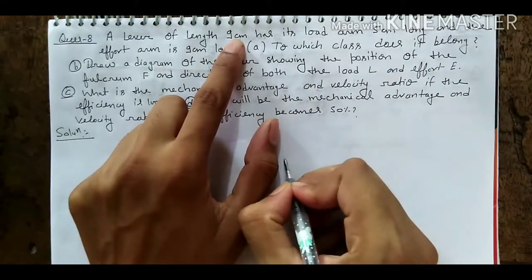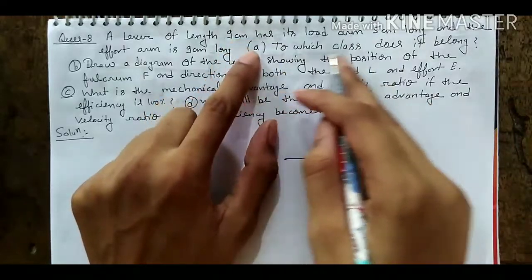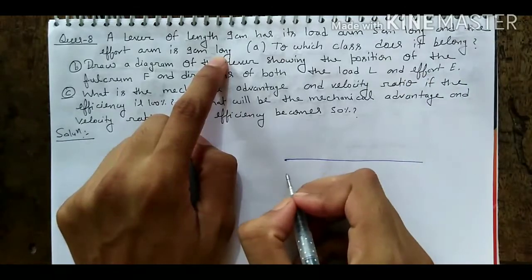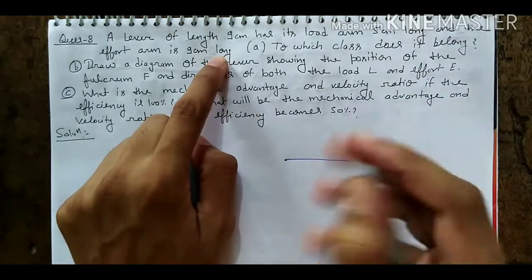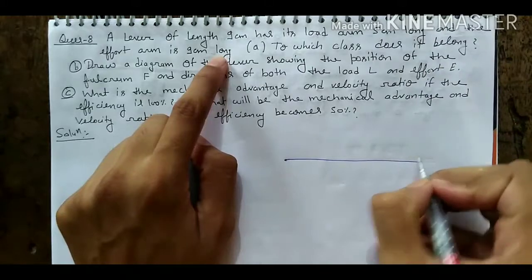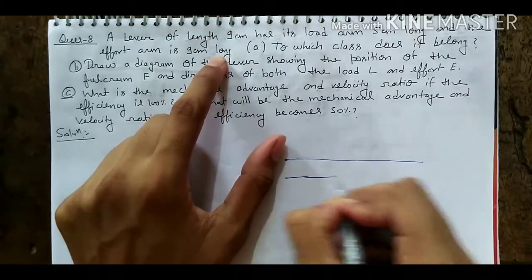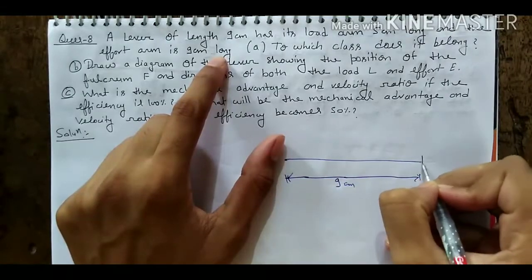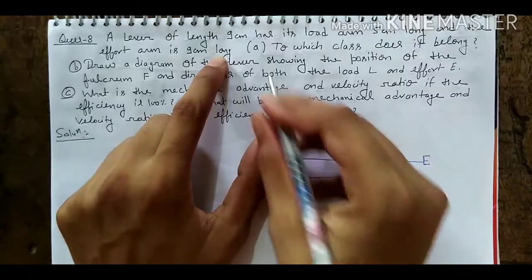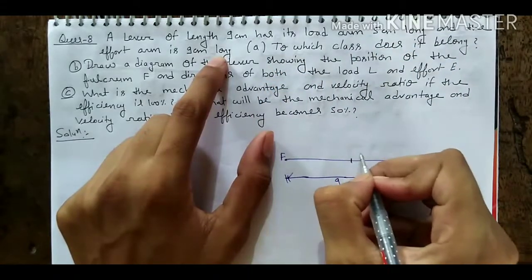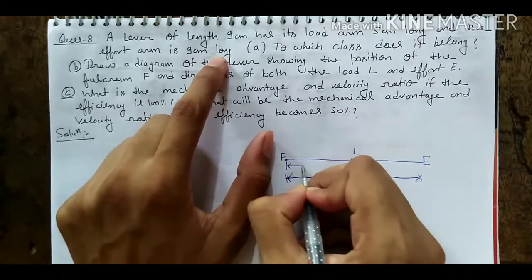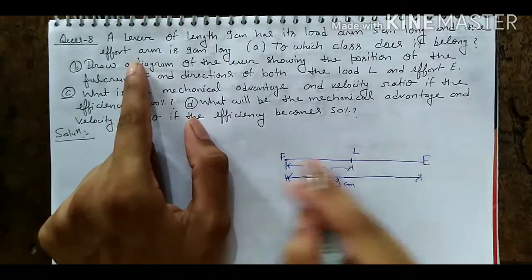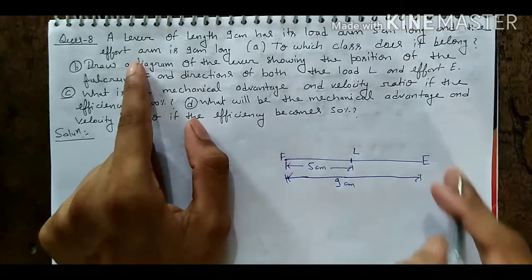Suppose we have a lever whose load arm is 5 cm long and effort arm is 9 cm. Here the effort arm is 9 cm, and the load arm is 5 cm, so the effort arm is greater. This is the distance of the effort arm, and suppose here is the load, and this distance is 5 cm. When the effort arm is longer than the load arm, this is a second class lever.